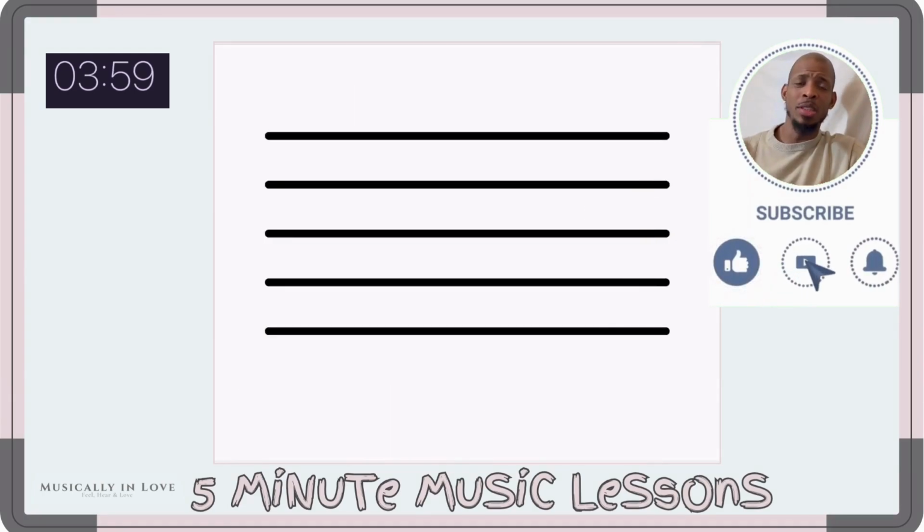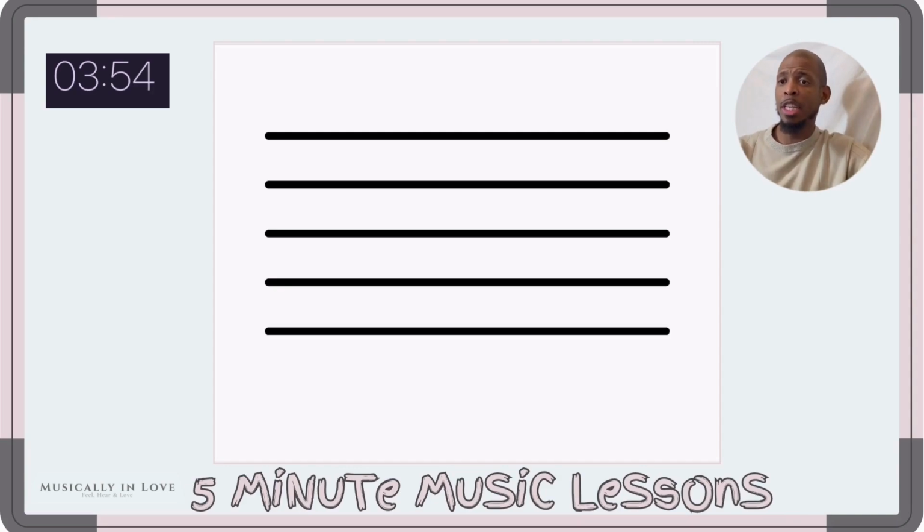All music is written on a group of lines and spaces, which is called a staff. Each staff is made up of 5 lines and 4 spaces. These are the 5 lines, and these are the 4 spaces.